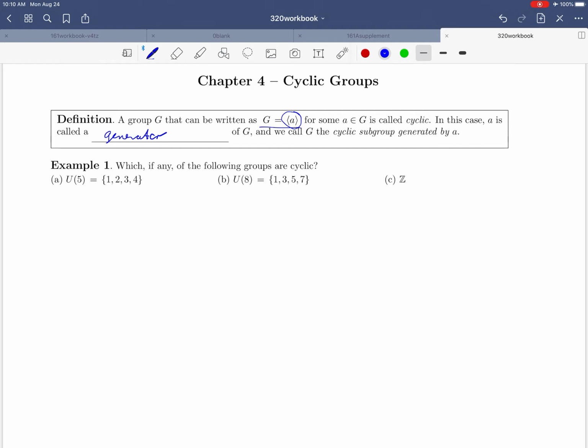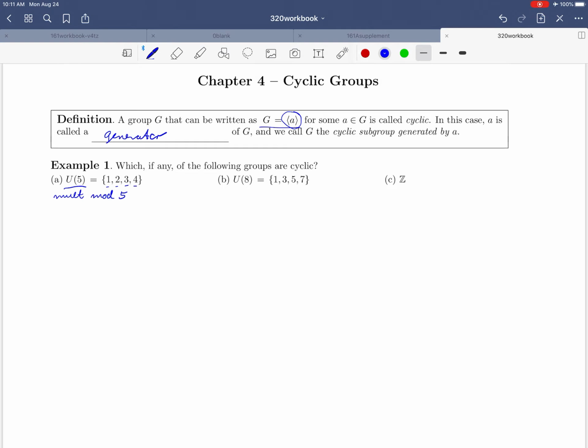The easiest way to learn about this is to look at some examples. So in example 1, we're going to investigate 3 different groups and see if any of them are cyclic. Let's start with U5. That is the group of units mod 5. The operation is multiplication mod 5. What's in here are all the elements that are relatively prime with 5, so 1, 2, 3, and 4.